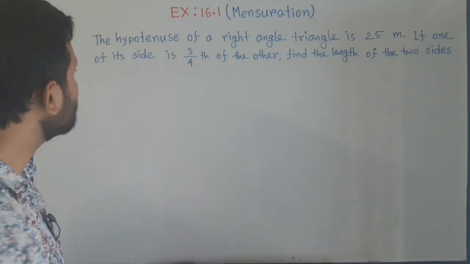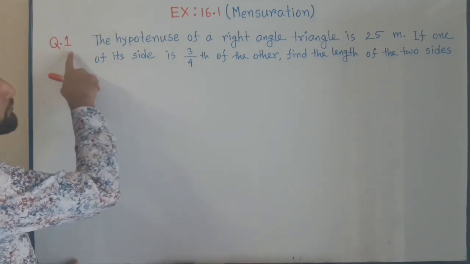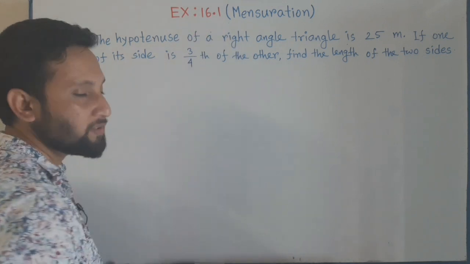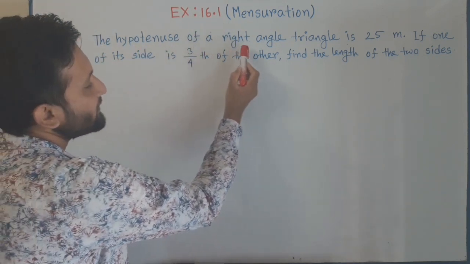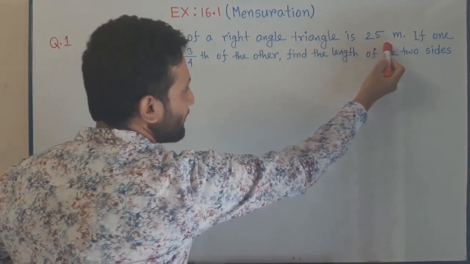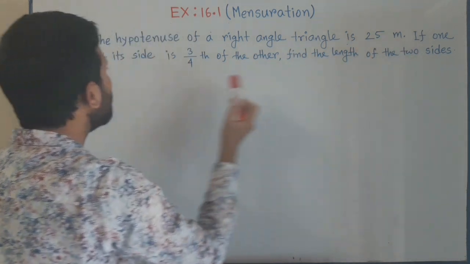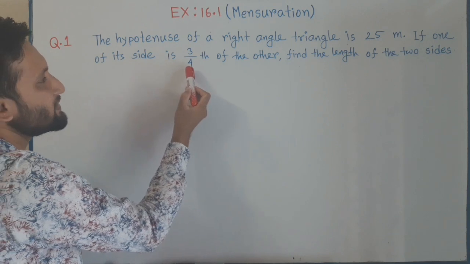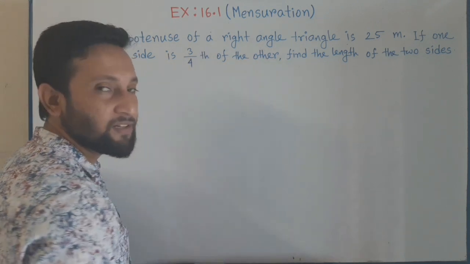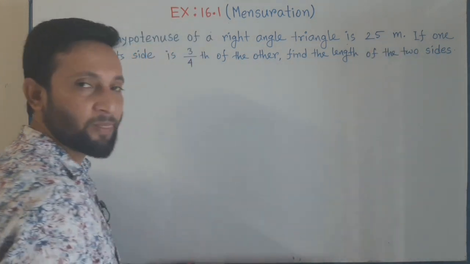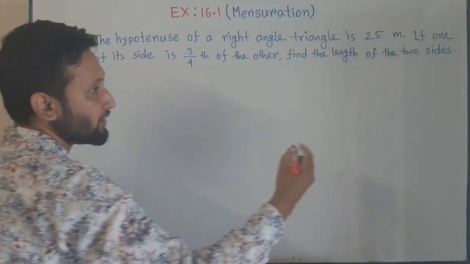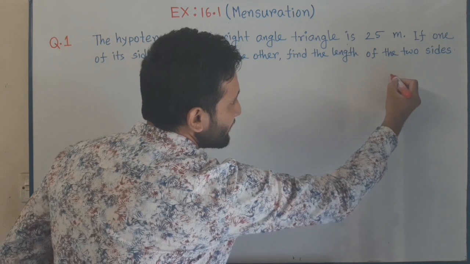Okay, so here see that this is question number 1 from exercise 16.1. The question is, the hypotenuse of a right angle triangle is 25 meters. If one of its sides is 3/4 of the other, then find the length of the two sides. Okay, so according to this question, at first draw a figure like that.